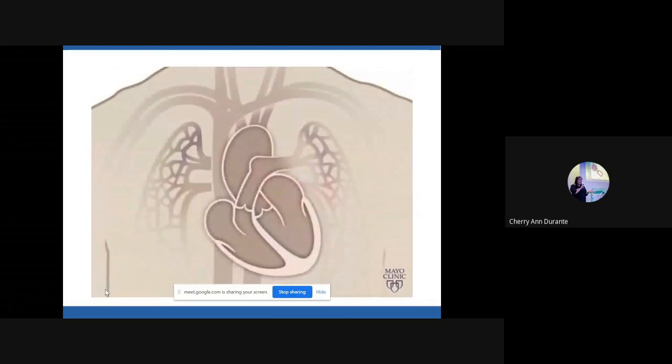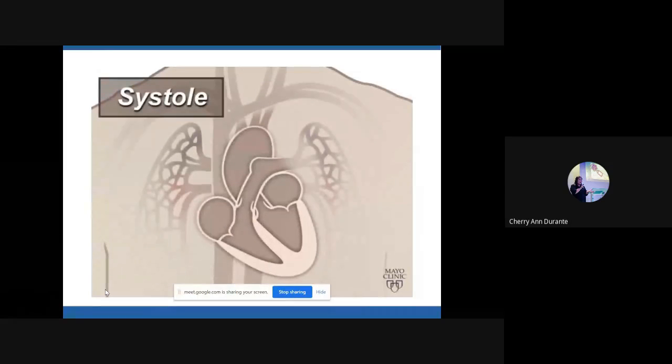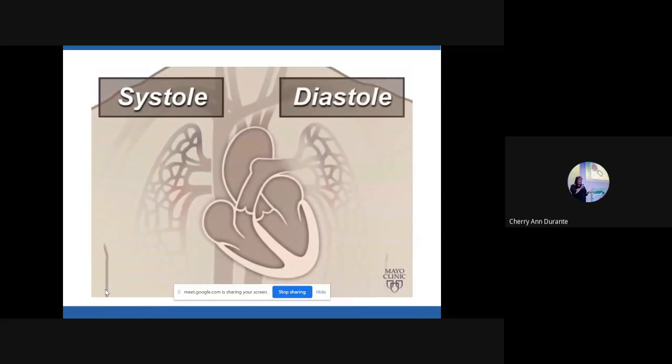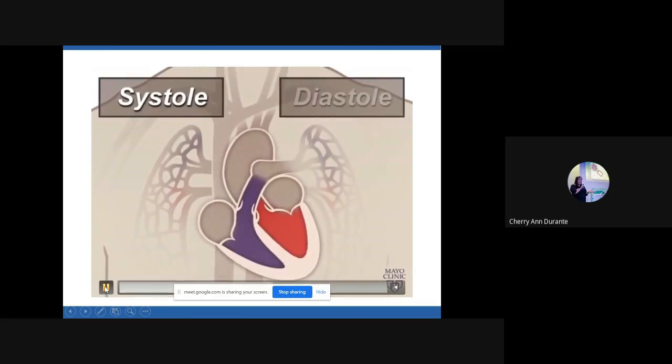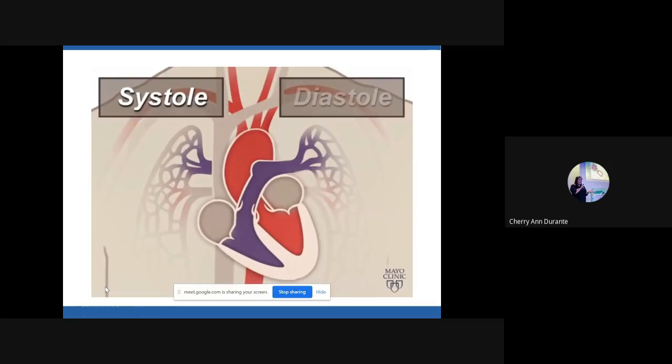Now, another thing that you have to note about the heart is its resting phase rather, and its contracting phase. Now you have systole and diastole. Systole signifies the ventricular contractions, while diastole signifies the ventricular relaxation.